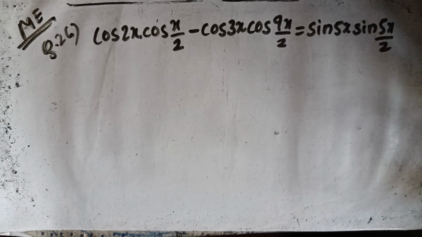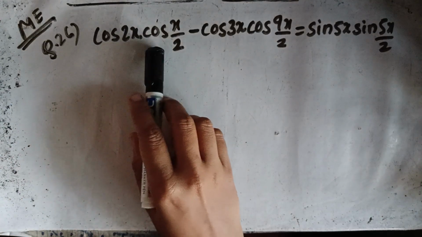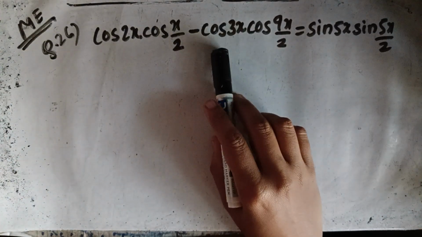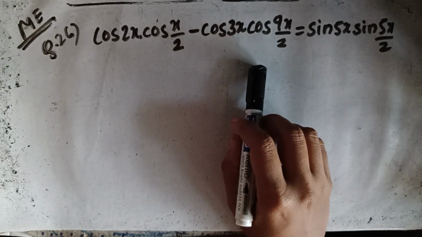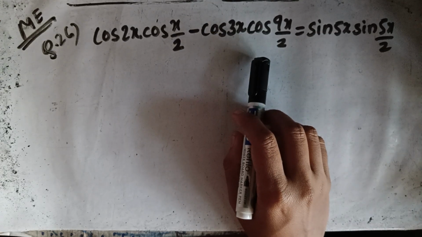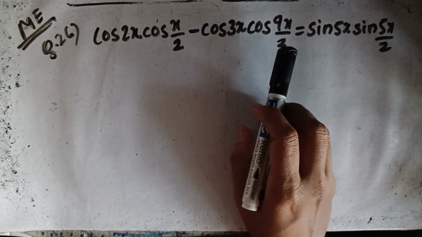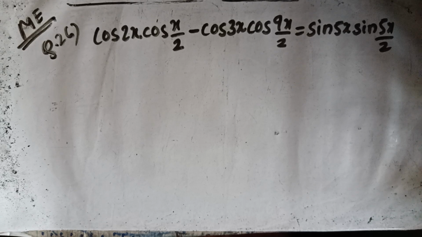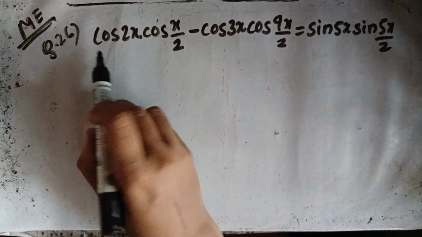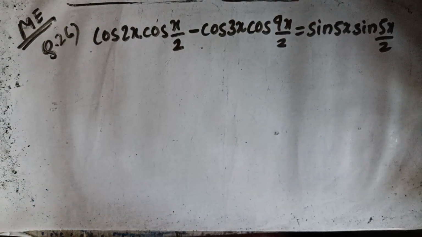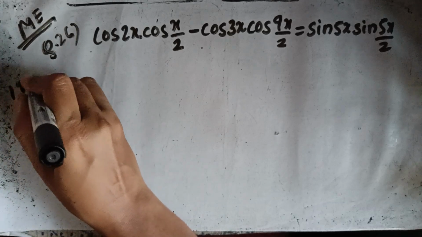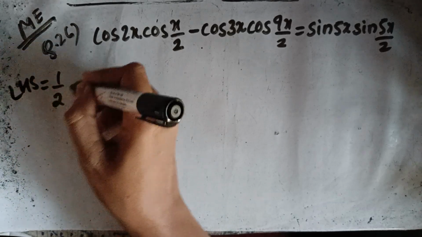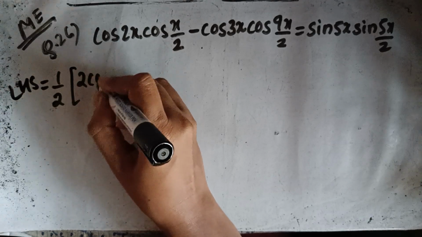Next question. So cos 2x into cos x by 2 minus cos 3x into cos 9x by 2. Here you have to use the identity for cos A into cos B, that is 2 cos A into cos B. So here we have to multiply by 2, so divide by 2. Taking the LHS you have to divide and multiply by 2.